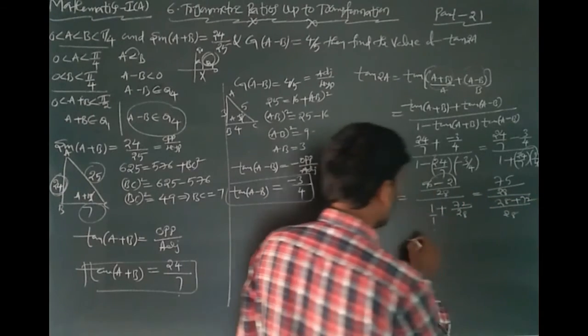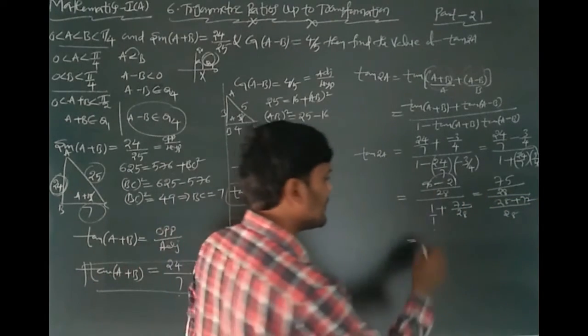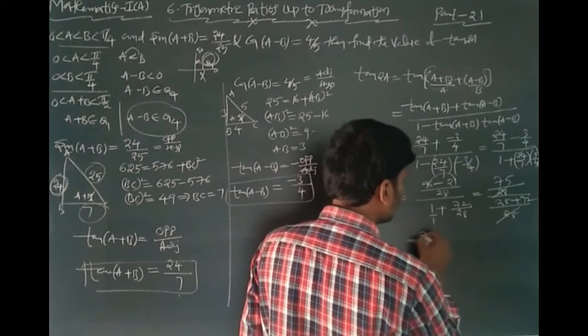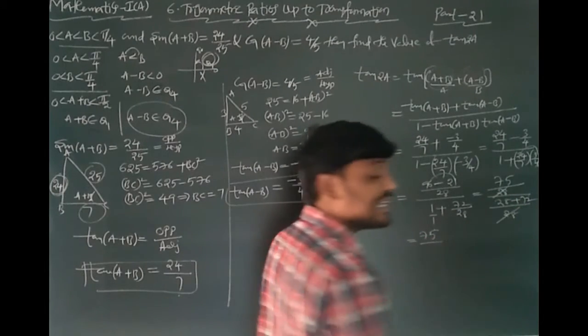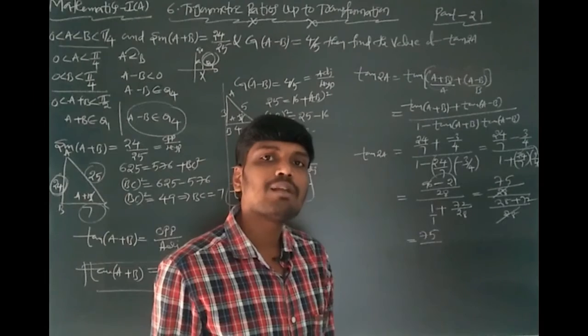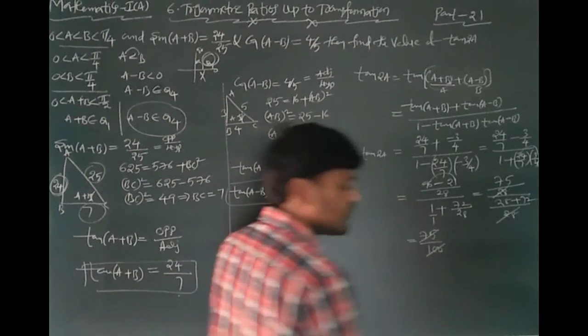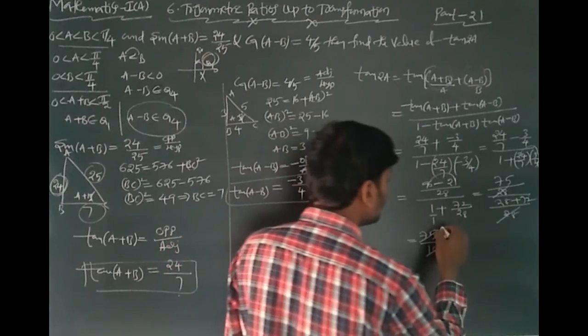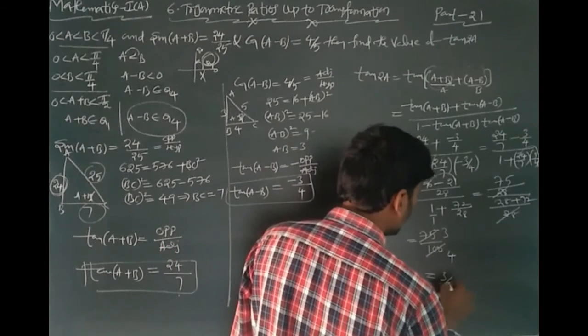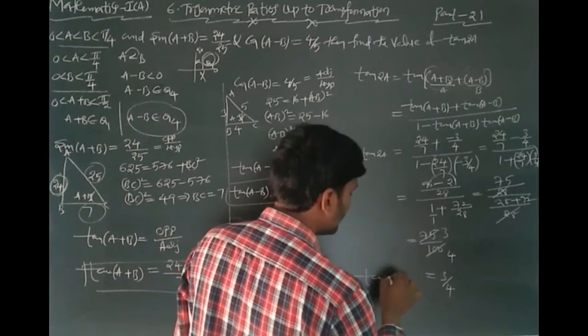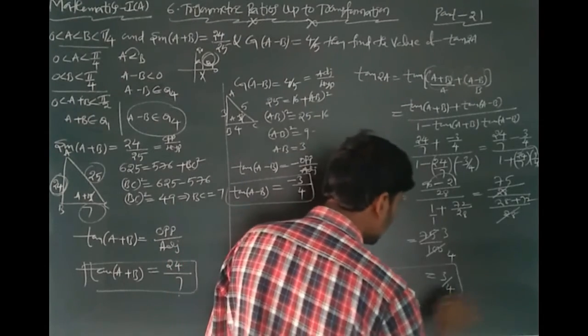After that 75 by 28, the 28 get cancelled. 28 plus 72, how much? Nothing but 100. You can cancel this one. 25 3s are 75, 25 4s are 100. You get 3 by 4. Tan 2A value is 3 by 4.